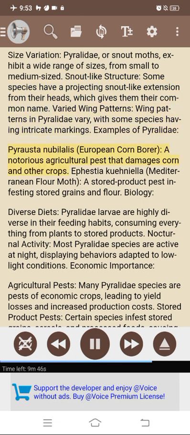Examples of Pyralidae: Ostrinia nubilalis, European corn borer, a notorious agricultural pest that damages corn and other crops. Ephestia kuehniella, Mediterranean flour moth, a stored product pest infesting stored grains and flour. Biology. Diverse diets: Pyralidae larvae are highly diverse in their feeding habits, consuming everything from plants to stored products. Nocturnal activity: most Pyralidae species are active at night, displaying behaviors adapted to low light conditions.